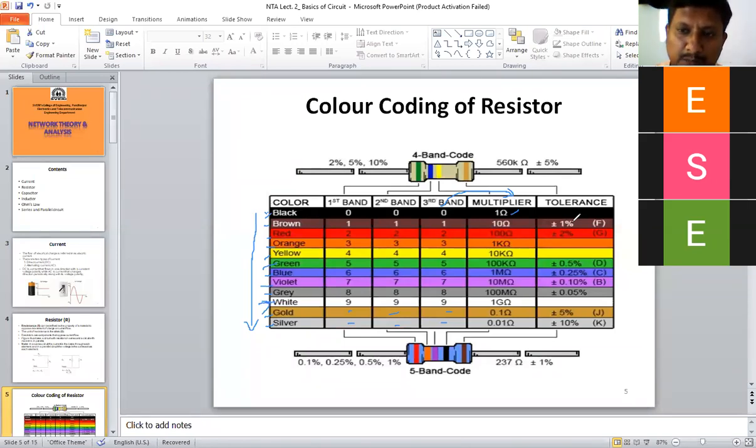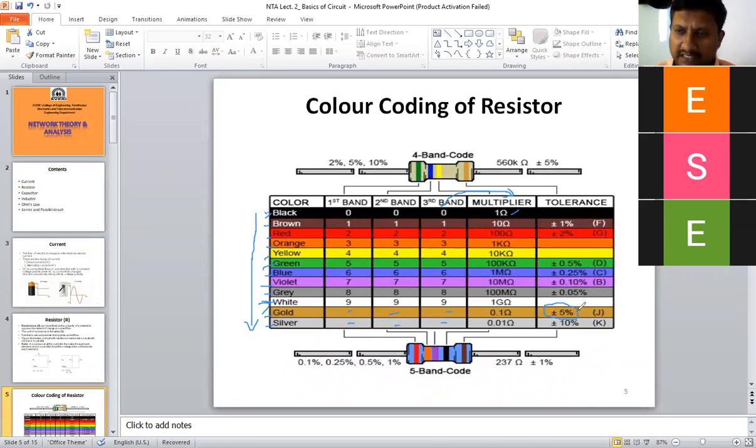Suppose I am using a 100 ohm resistor, and the tolerance band is gold. Gold has plus minus 5% tolerance. Then what is 5% of 100? 95 and 105. Either it will come down to 95 or go up to 105. So the resistance will be between 95 and 105 for the 100 ohm resistor.